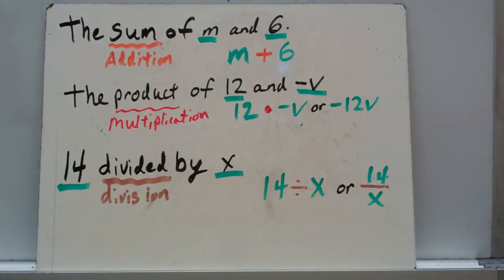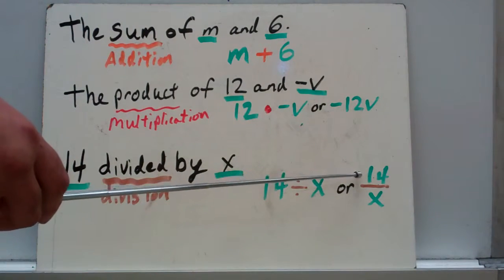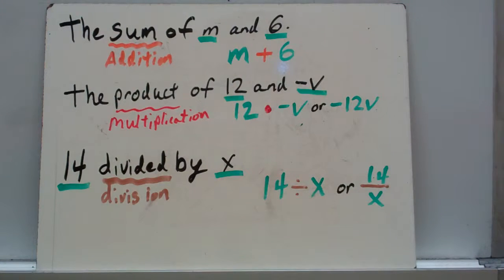With 14 divided by x, we have our terms 14 and x. Okay, we can put those down. The word divided implies division. So we can put a division symbol that looks like that, or we can express this as a fraction, which would be 14 over x.